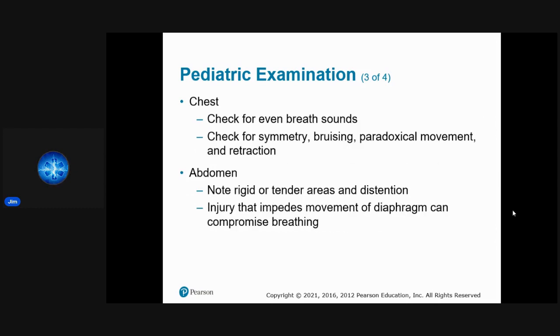Chest, we're looking for even breath sounds. We're checking for symmetry, bruising, paradoxical movement, and retraction. And remember, retraction is when they're breathing in and the area above their clavicles or the ribs will be sinking in. They're really working to breathe. In the abdomen, we're noting rigid or tender areas or distension. These are all signs of internal injury. And remember, if they have injuries that impede the movement of the diaphragm, this can compromise breathing because we have to have the diaphragm moving or contracting to create that negative pressure so we can breathe.